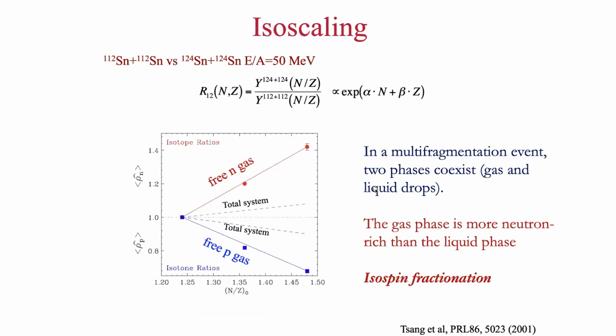I cannot go into the details, but what was observed is that when we increased the N over Z of the colliding system, if there was no phase coexistence, if there was no effect of the symmetry energy, we would expect the N over Z to distribute between the liquid and the gas phase in a uniform way. So you would observe that the total system in central collisions would follow these lines here. But what we observe experimentally is that the density of the free neutron gas is much larger than the density of the initial system.